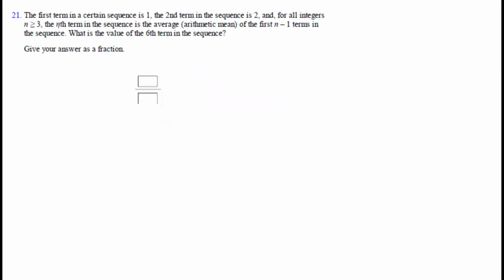Now the first term in a certain sequence is 1. The second term is 2. And for all integers n greater than 3, so any term that is more than 3, so the third term, fourth, fifth, the nth term in the sequence is the average of the first n minus 1 terms.